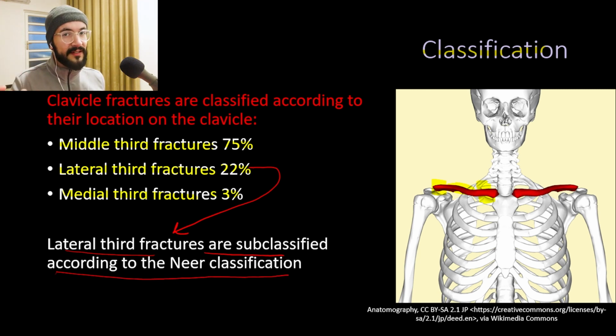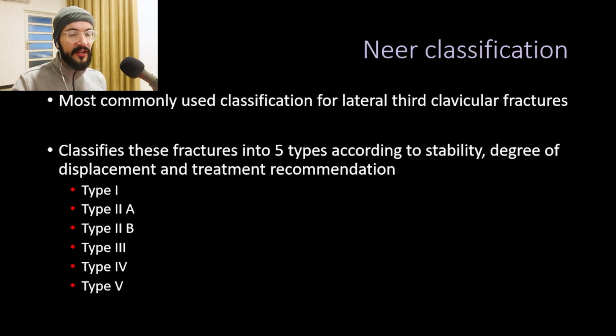Again, clavicle fractures are generally classified into medial third fractures, middle third fractures, and lateral third fractures. And the lateral third fractures specifically, which are the ones that happen here, are subclassified into different types according to the Neer classification that we will explain here. Now let's talk about the Neer classification.